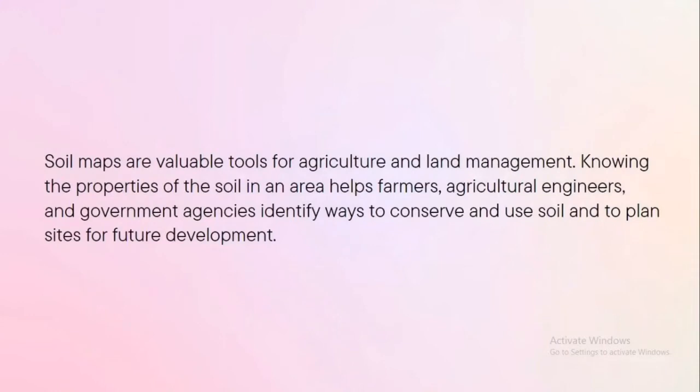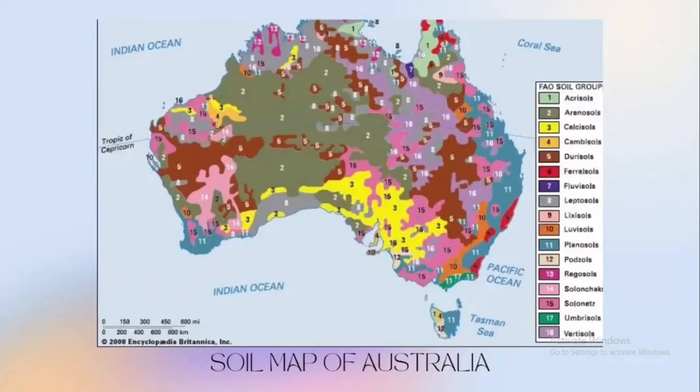Soil maps are valuable tools for agriculture and land management. Knowing the properties of the soil in an area helps farmers, agricultural engineers, and government agencies identify ways to conserve and use soil and to plan sites for future development. Here is an example of a soil map of Australia.